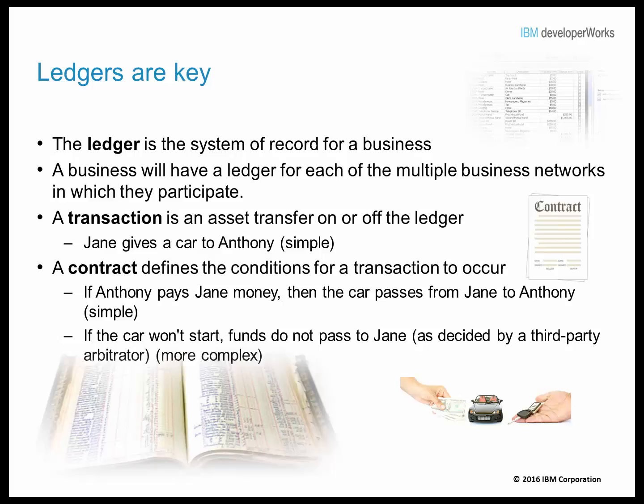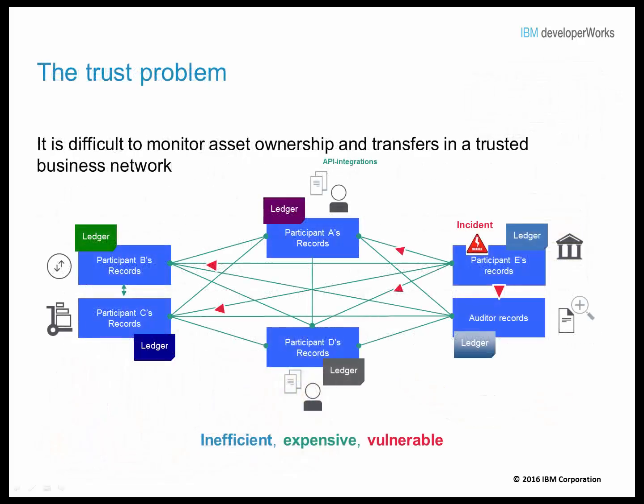Let's see how a contract fits into a transaction. A contract is a condition for a transaction to occur. Let's take a simple example. If Anthony pays money to Jane and purchases a car, then the car passes from Jane to Anthony. That is a simple transaction. To make this a more complex transaction, consider how additional terms might come into play. For example, if the car won't start, or the funds do not pass to Jane as decided by a third party arbitrator.